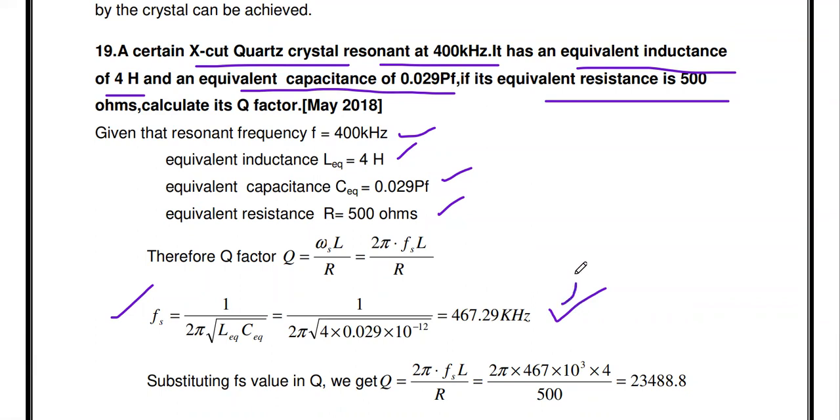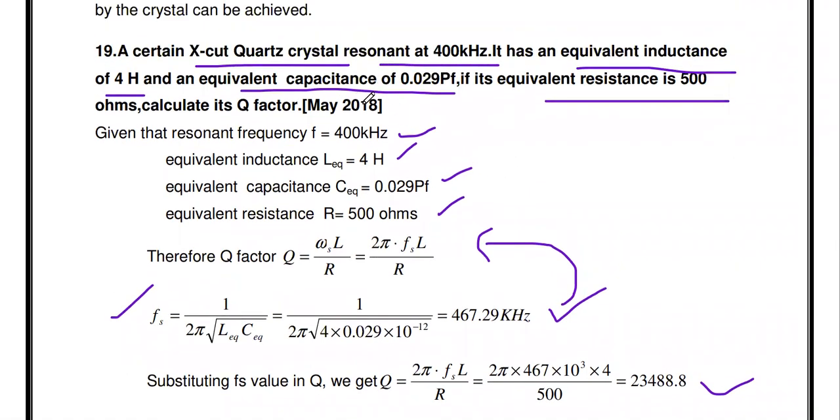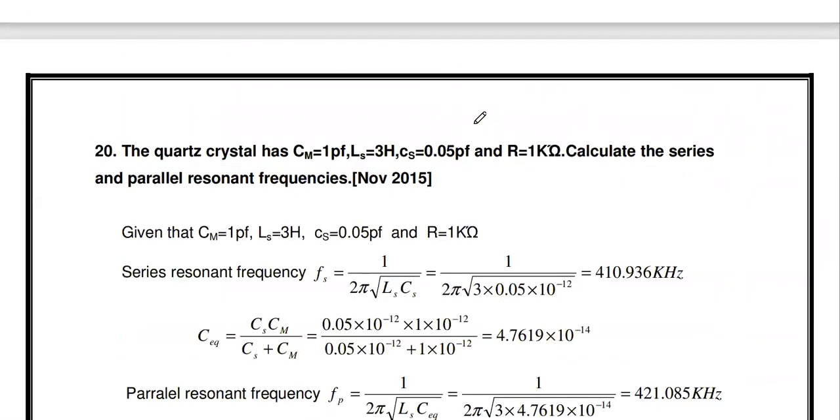And substitute this fs value in the quality factor formula. So you see, quality factor Q equals 2 pi fs L by R. So 2 pi fs is 467 kilo, into L which is 4 Henry, divided by R which is 500. So the answer is 23,488. Okay, so the quality factor is a number. So the quality factor of our given circuit, the crystal, is 23,488. Okay, so this is the May 2018 question. From the crystal oscillator, you can get one question.